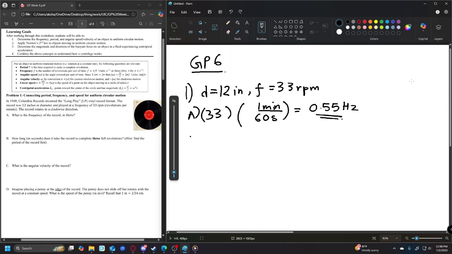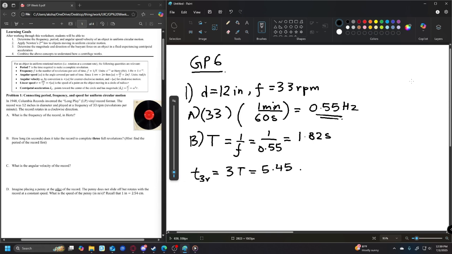Now part B is asking us how long does it take the record to complete 3 full revolutions. We know that the frequency is 0.55 hertz, and so we can find the time period as just the inverse of the frequency, which is 1 over 0.55, which gives us approximately 1.82 seconds, and that's how long it takes to complete 1 revolution. So the time taken for 3 revolutions is just 3 times the value that we found, which gives us around 5.45 seconds.